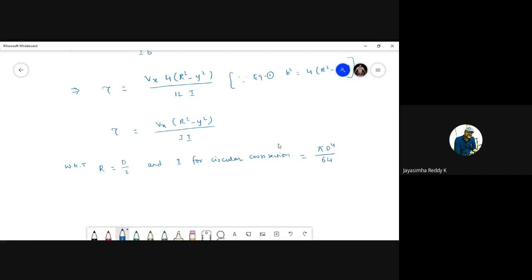Pi d power 4 by 64 is for a circular solid section. What we said earlier, D square minus d square, is for the hollow section. That is all for hollow section. This is circular solid. I'm just considering circular cross section. Okay. So I will be pi d power 4 by 64.